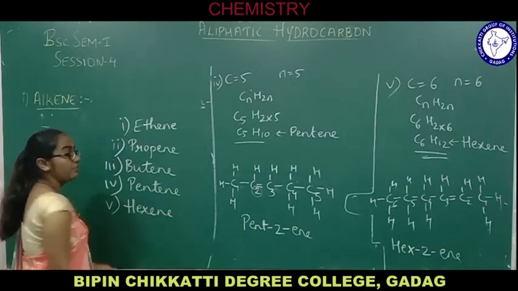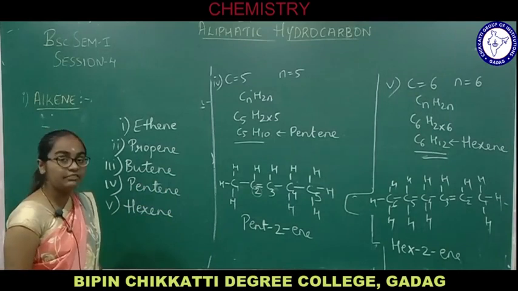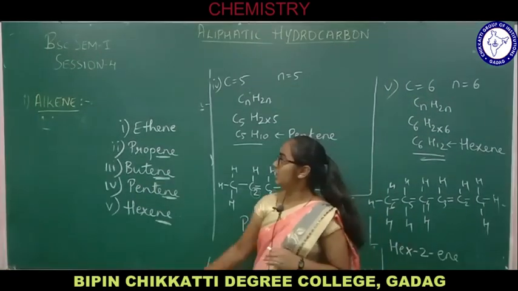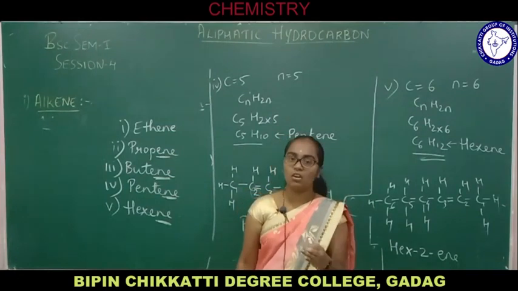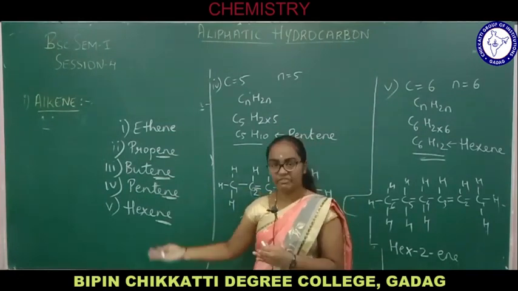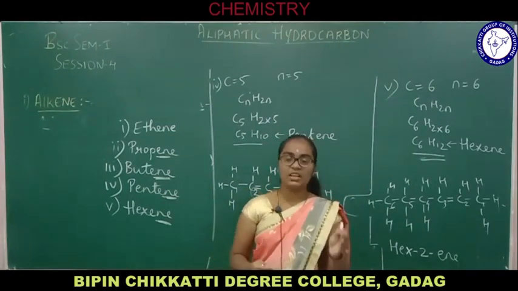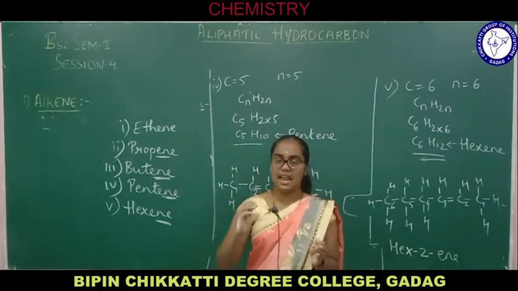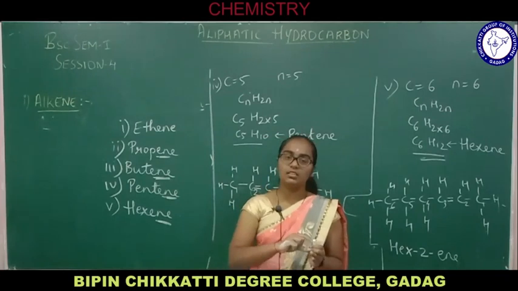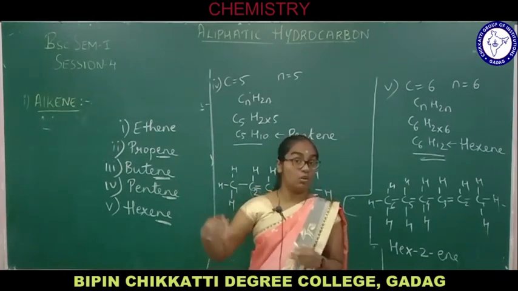So these are the first five members of the alkene family, and depending upon the position of the double bond, the ene will vary. Means if it is present between carbon number 2 and carbon number 3, the lowest preference you need to choose there and write down the name of that compound accordingly.